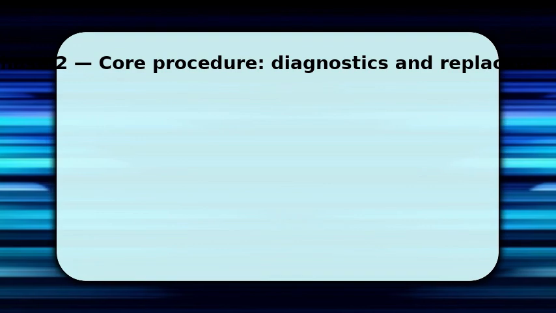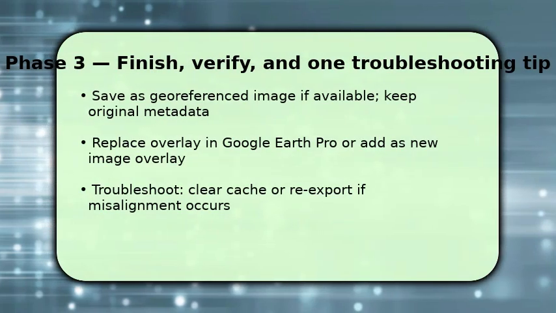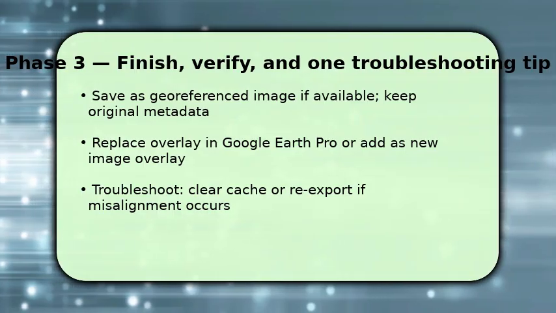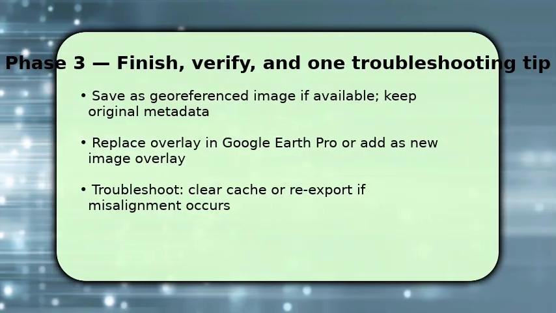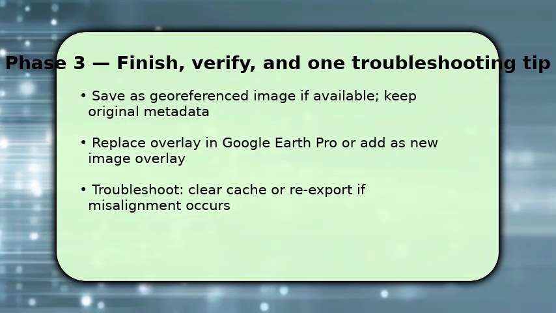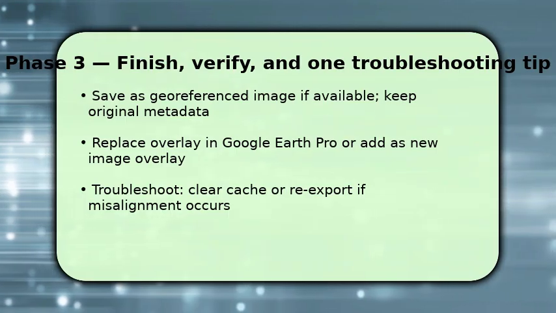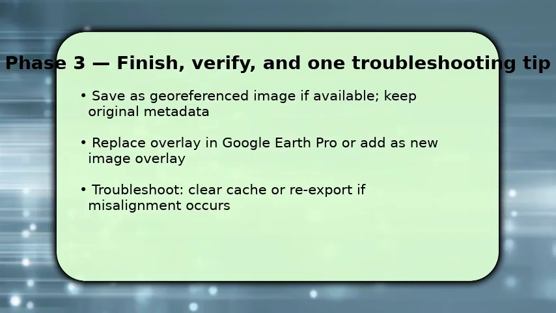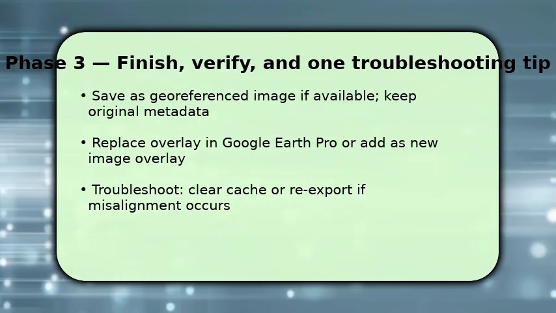Finally, save your edited file, and if your editor supports it, preserve georeferencing or export with original dimensions to avoid scale shift. In Google Earth Pro, add or replace the image overlay and align corners with the base map. Use opacity to fine-tune alignment. Once done, save the KML/KMZ with the new overlay.